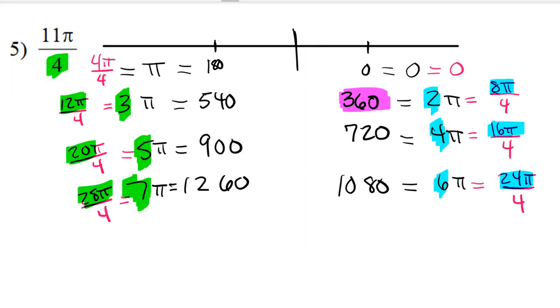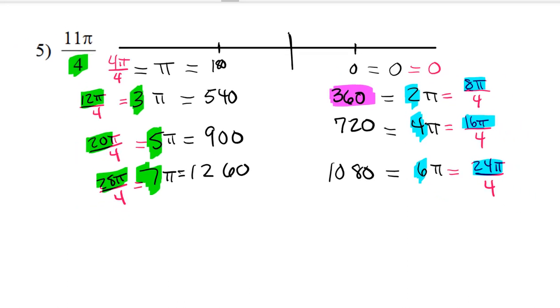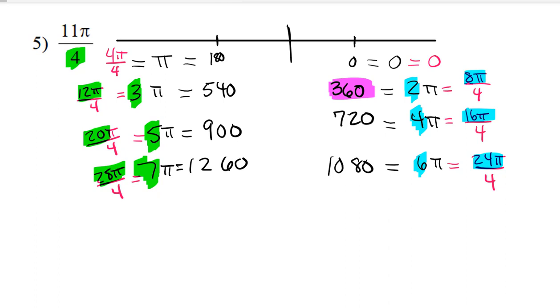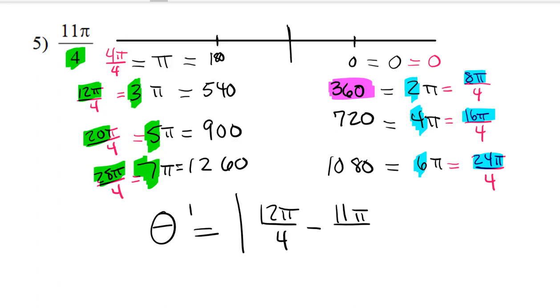All right, so from there, what we want to do is find out, same thing as we did in degrees, which value is closest to 11 pi over 4. And that would be 12 pi over 4. So again, notation is really key here, so make sure you write the reference angle with the correct notation. So our reference angle would be the absolute value of our quadrantal angle, which in this case is 12 pi over 4, minus our given angle, 11 pi over 4.